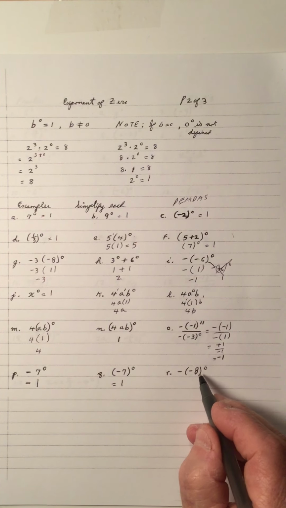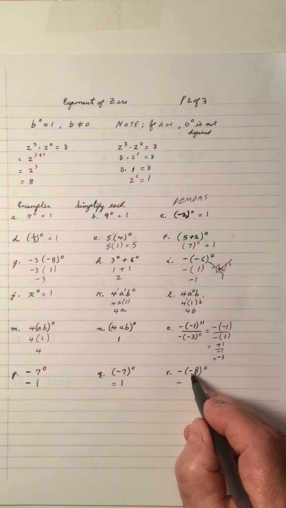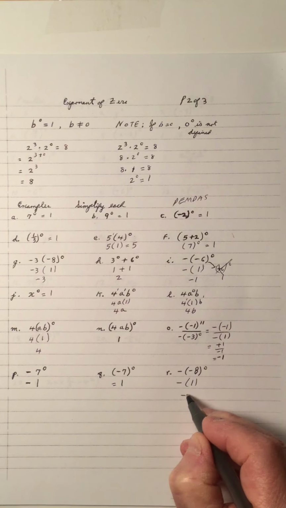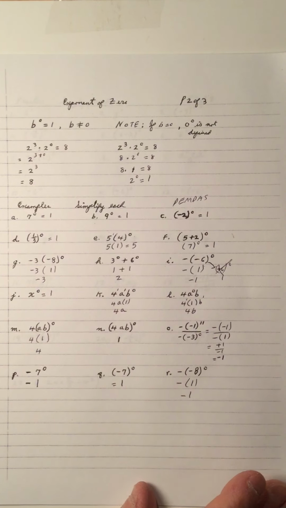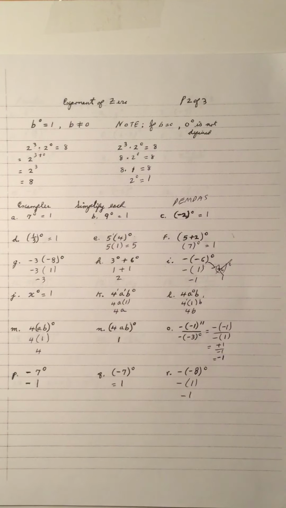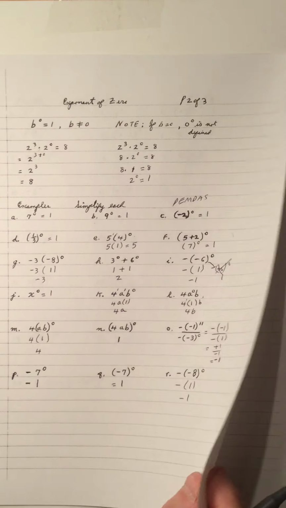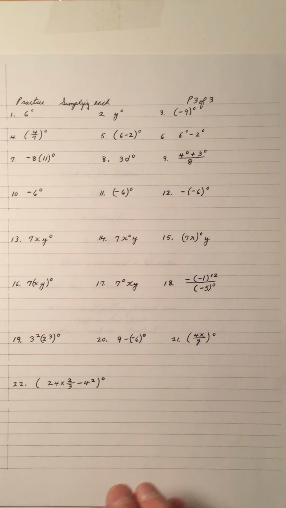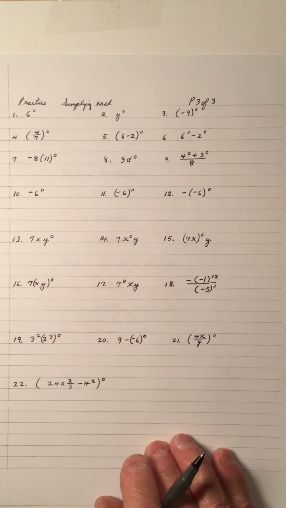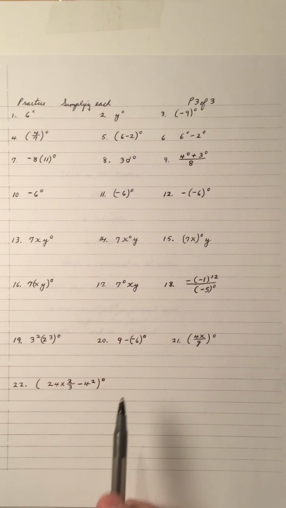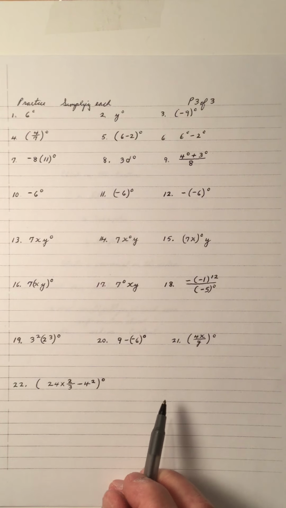And R, to remind you again, I have a negative 8 to the 0 power. So that's 1, so that ends up to be negative 1. Very important. Watch out what you're doing. Just be careful what's raised to the power. And that's true for any exponent, not only 0. Now we have some practice. Pause the video, work out all these answers, and then play it back to see if you're right.